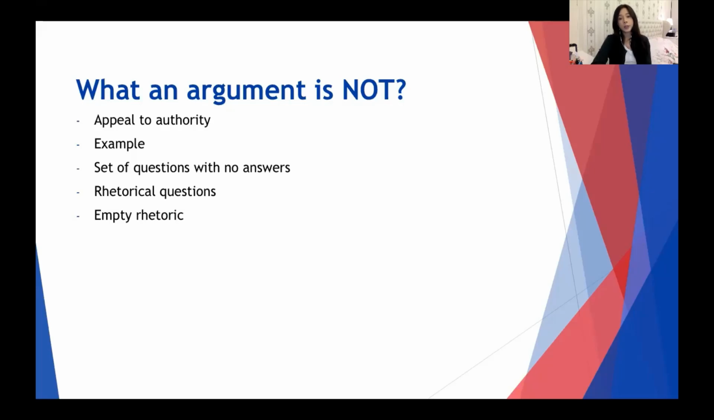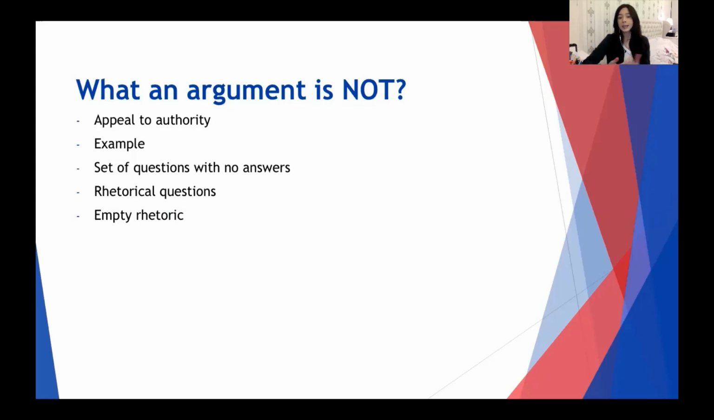Thirdly is a set of questions with no answers. So I think a lot of debaters come into the debate with a whole bunch of questions like, why do we think this happens? Or why do you think this policy hasn't worked in the past, as a rebuttal or as an argument? Don't stop at that question. Be sure to also include some answers to it, because a set of questions with no answers is simply not an argument that will help you in the debate. Fourthly is rhetorical questions. Again, it's just another question without much answers that will be able to help you win the debate.